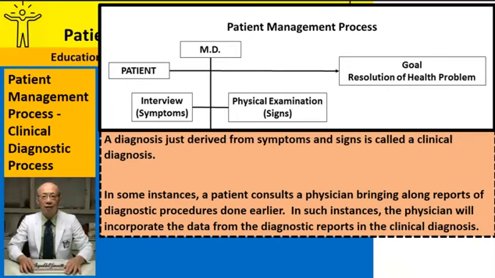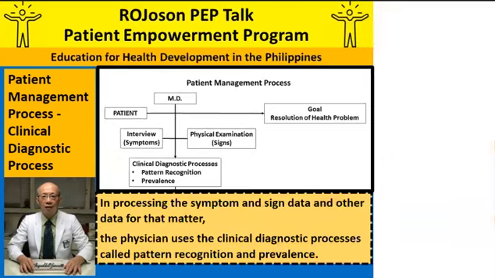In some instances, a patient consults a physician bringing along reports of diagnostic procedures done earlier. In such instances, the physician will incorporate the data from the diagnostic reports in the clinical diagnosis. In processing the symptom and sign data and other data for that matter, the physician uses the clinical diagnostic processes called pattern recognition and prevalence.